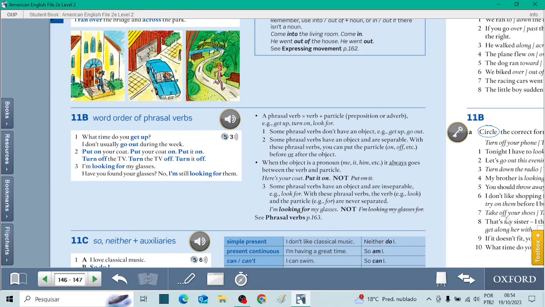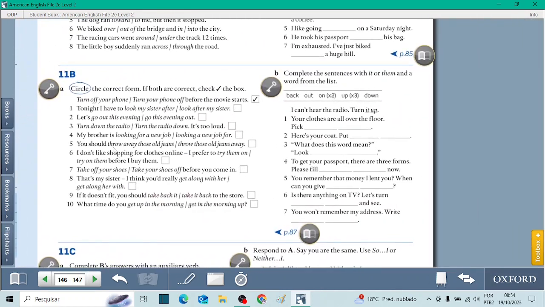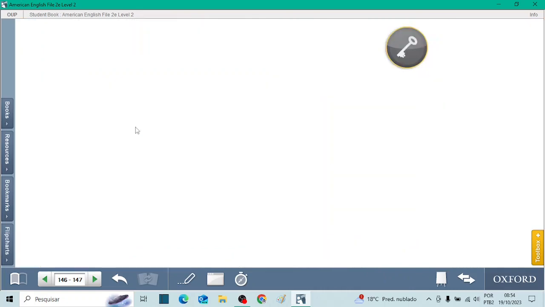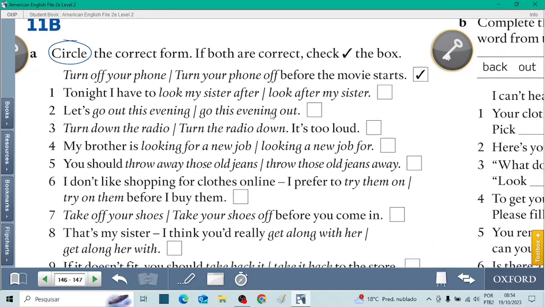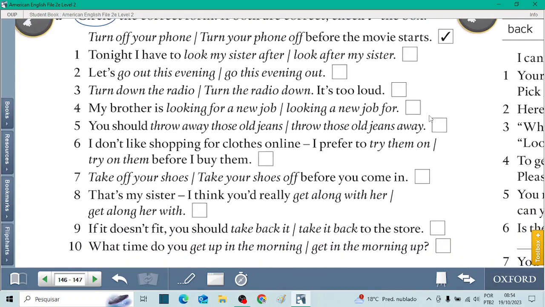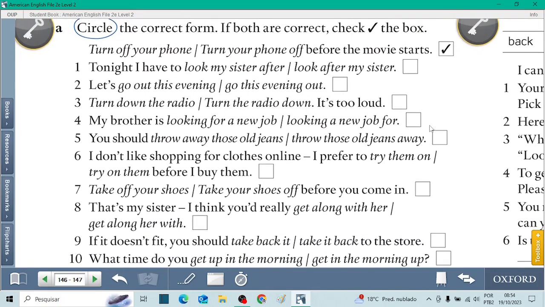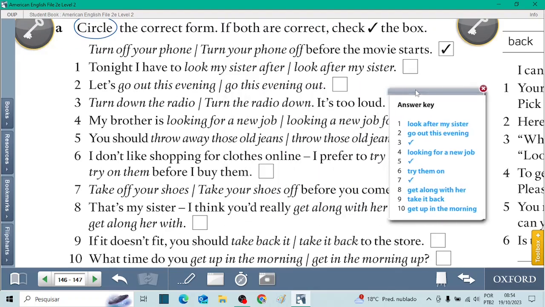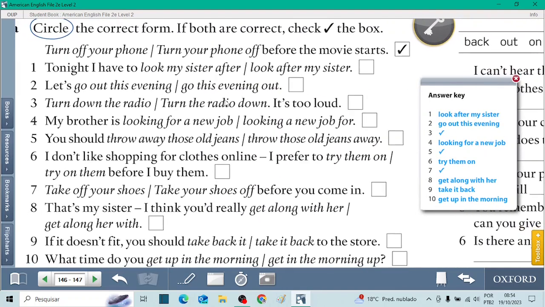Fantastic. Now, let's do some exercises. A, circle the correct form. If both are correct, you can check both, okay? Check the box. Let's go. Pause the video and do it. Great. Let's check your answers. These are the answers for letter A.